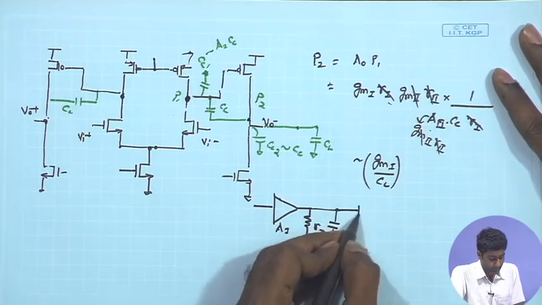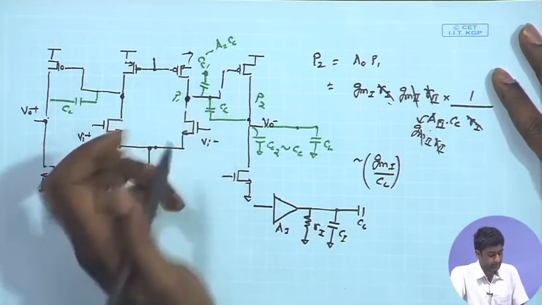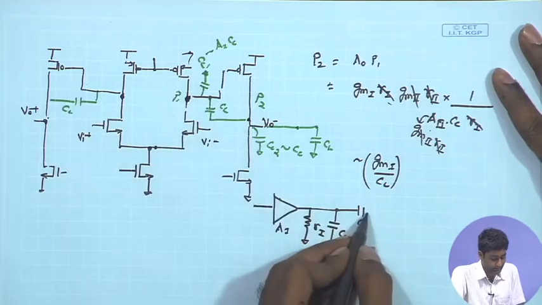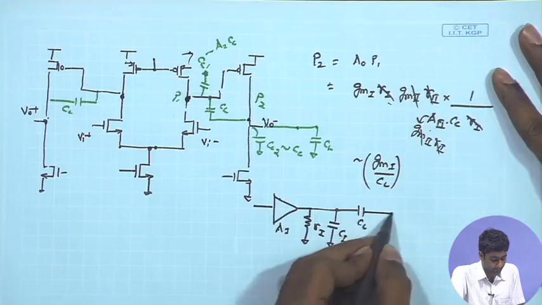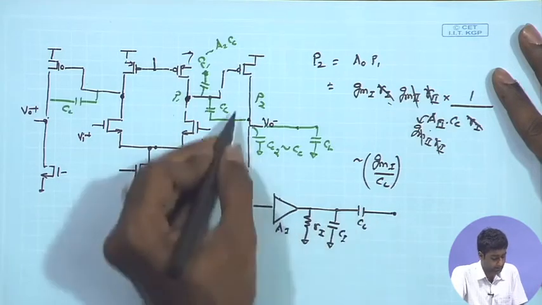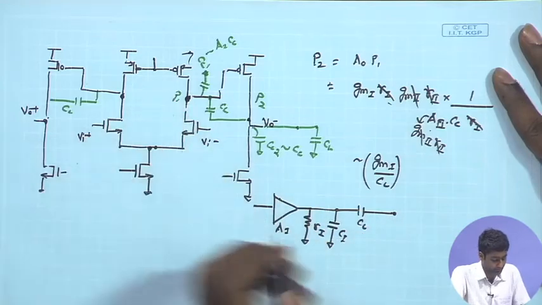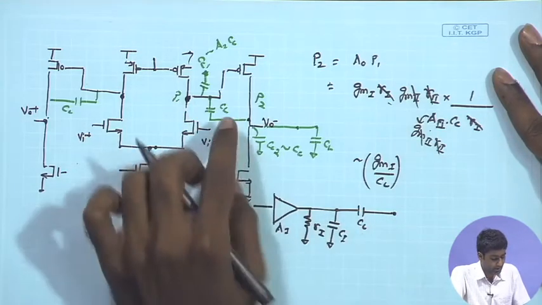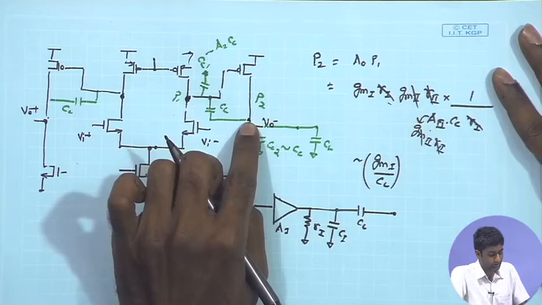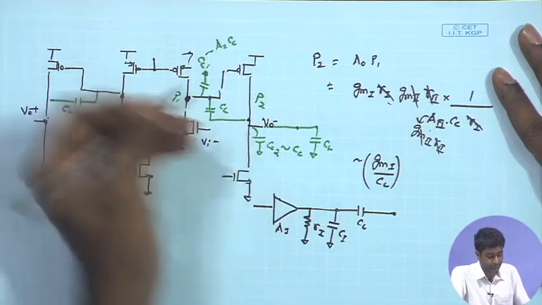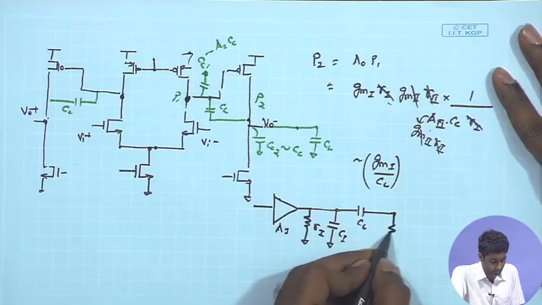And then you have the Cc, which is connected from the output of the first stage to the output of the second stage. So, here I have the Cc connecting the output of the second stage to that of the first stage. And likewise, at this particular point I also have the total small signal resistance of the second stage. I can call this say R2.